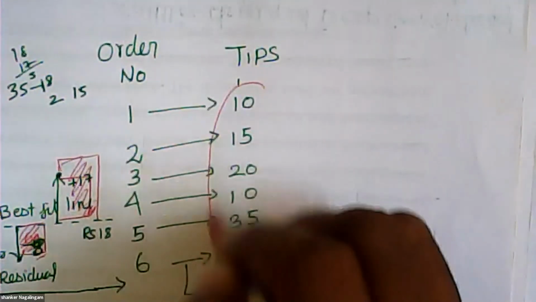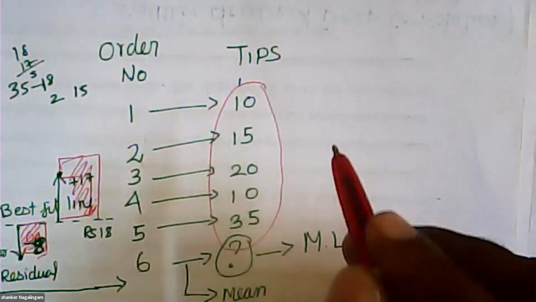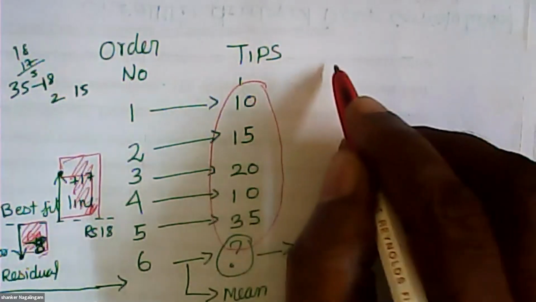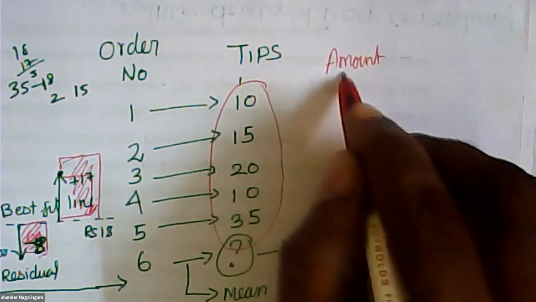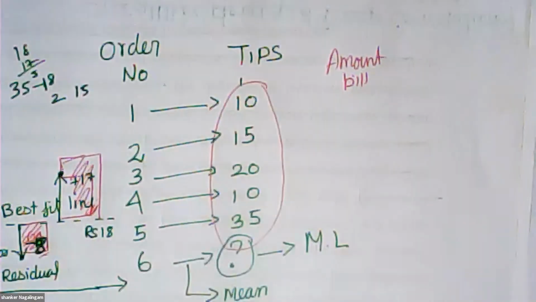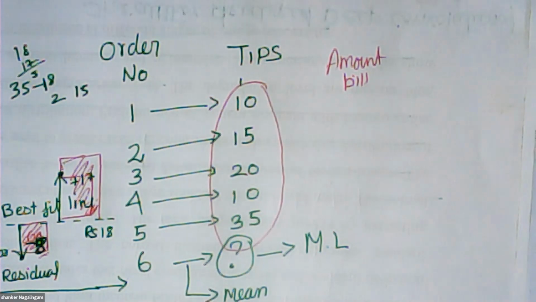These tips are depending on the amount of bill. Very simply, if I buy for 10 rupees, I won't give a tip of 10 rupees. And that is the reason we call it a dependent variable.